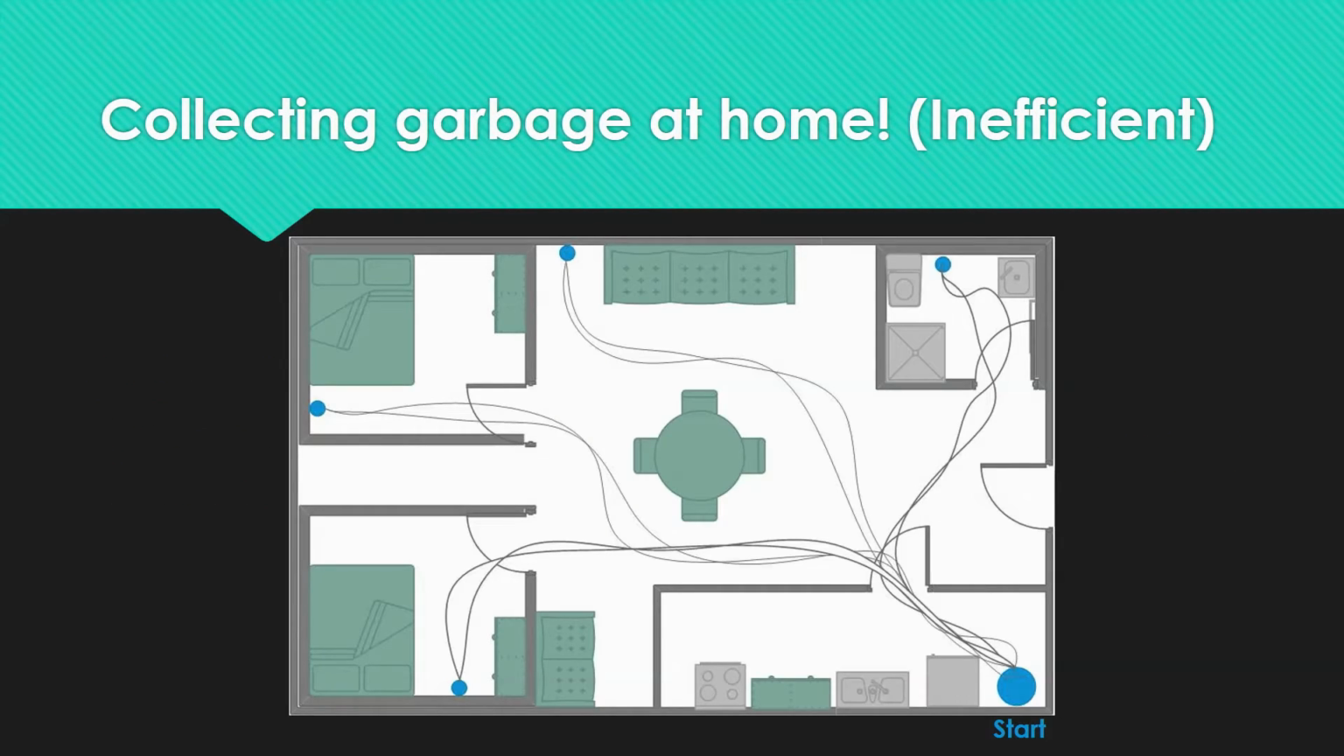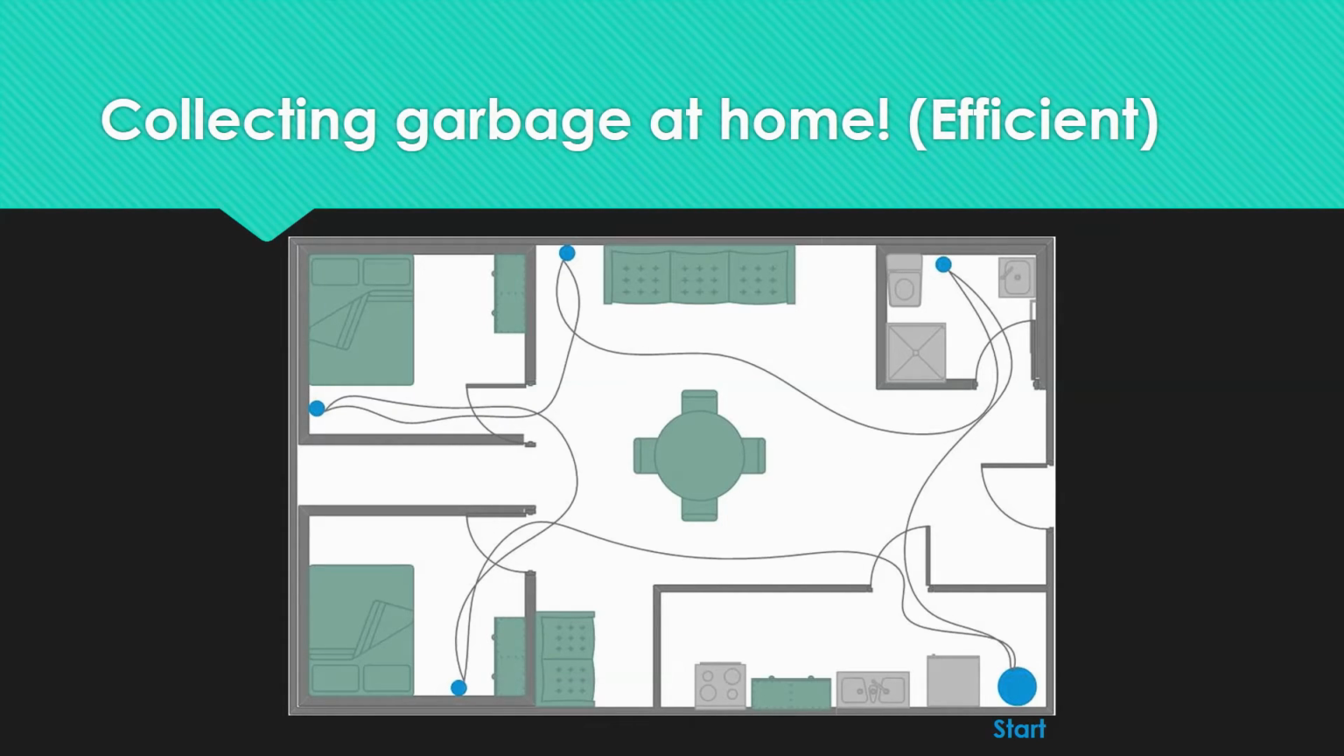Here's an example of a spaghetti diagram for collecting garbage at home. Notice that the person starts here at the start circle and then goes to a room to collect the garbage and then returns back to dispose of the garbage, and then back to another room. This is an inefficient process because there's more travel time.